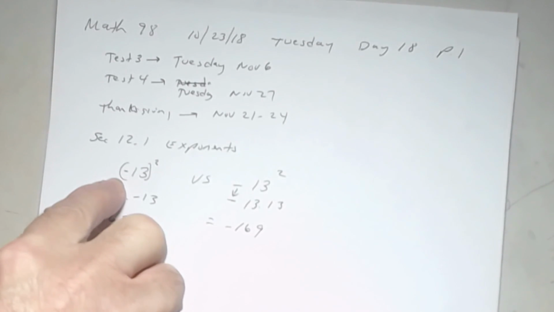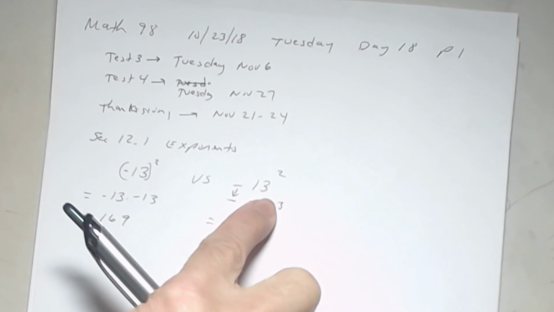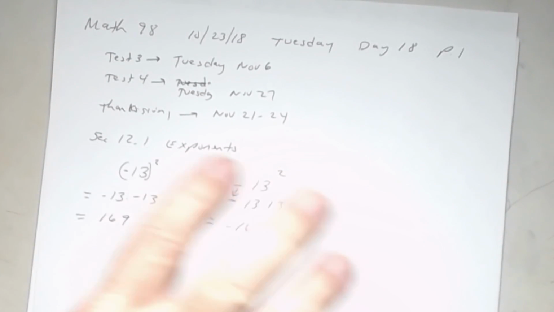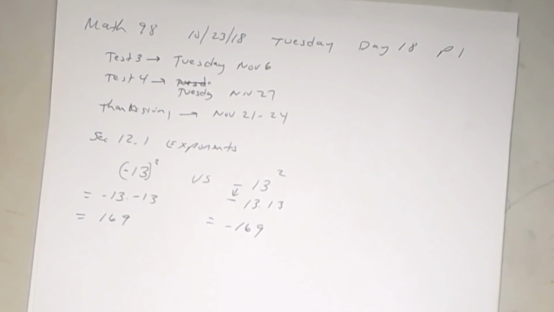So one, the base is negative 13. The other, the base is only 13. Notice one has parentheses, the other does not. So you've got to keep track of the differences between those two.